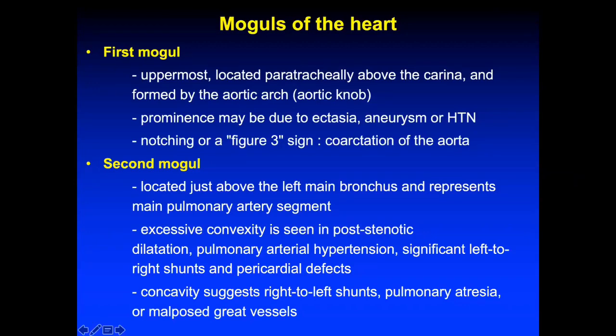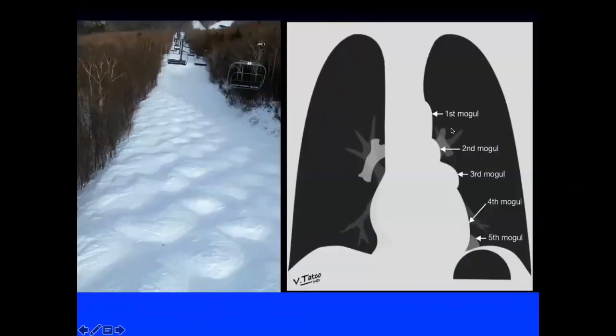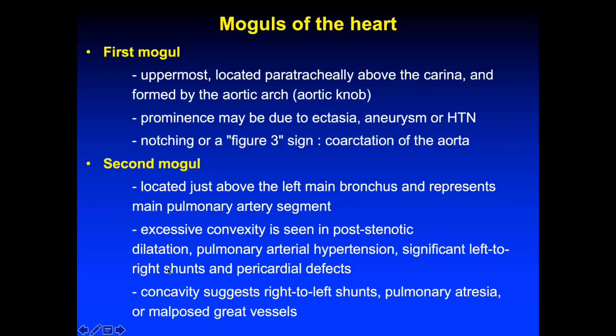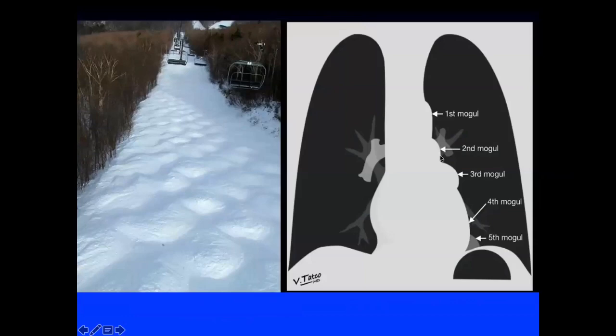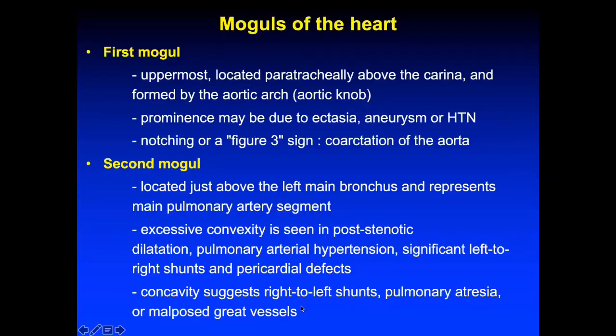So if you have a very prominent second Mogul, if it appears very convex, these are the causes of it. Concavity suggests right to left shunt, pulmonary atresia, or malposed great vessels. If you have a markedly enlarged pulmonary artery, there will be a marked convexity in the second Mogul, and these are the causes of that. If there is concavity, that instead of appearing convex, it appears concave, this means the pulmonary artery is absent. So either there is a pulmonary atresia or right to left shunt where the pulmonary blood flow is less, and you'll have malposed great vessels. The vessels are not properly positioned, so they are anterior and posterior. So this is again the second Mogul.